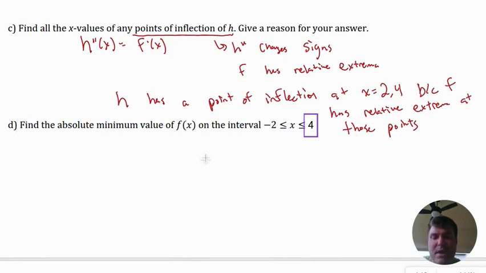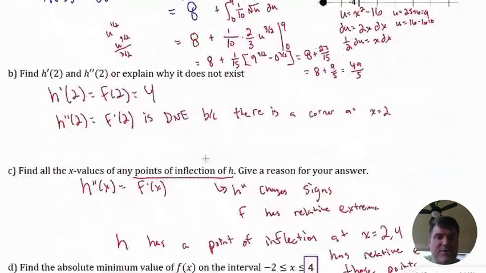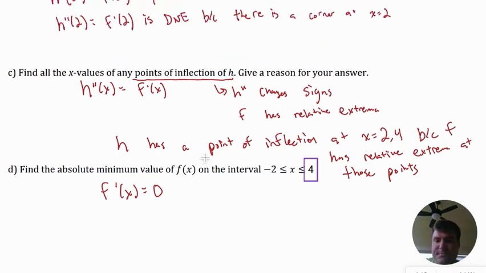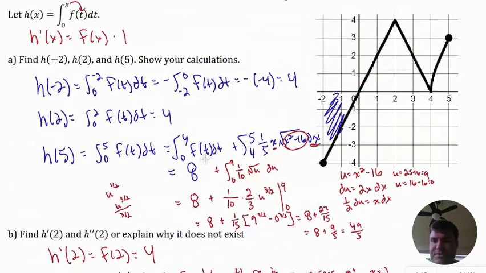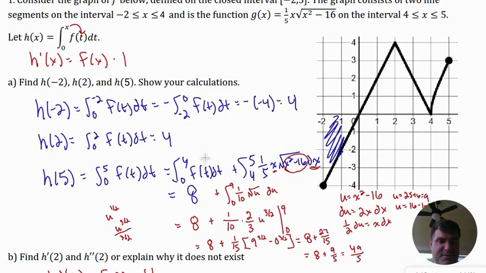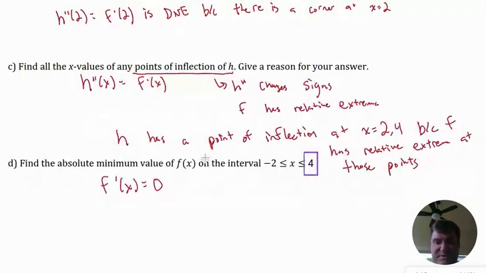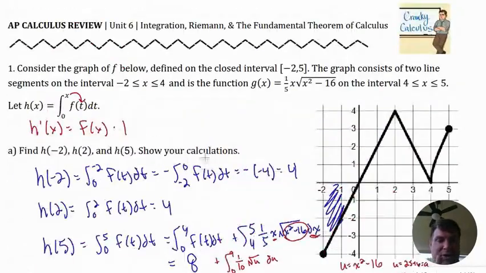Find the absolute minimum of f on the interval from -2 to 4. So absolute minimum means that we need to know when f prime of x is equal to 0. So yeah, let's go ahead and do that. So f prime, this is f. I feel like I shouldn't have done this question for f, but we're just going to answer it as is because I clearly made an error here.